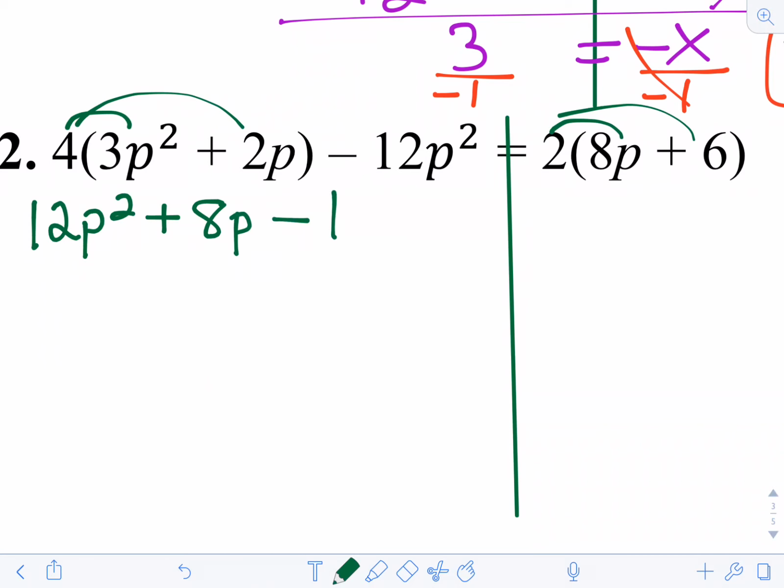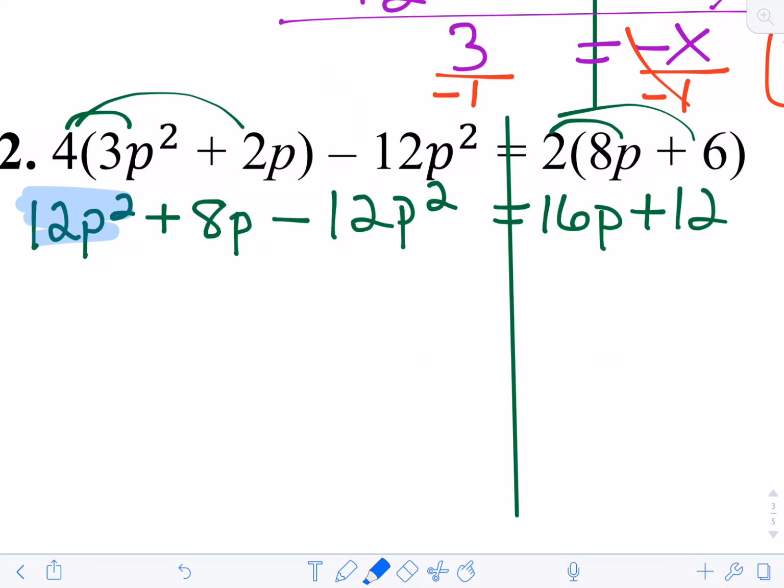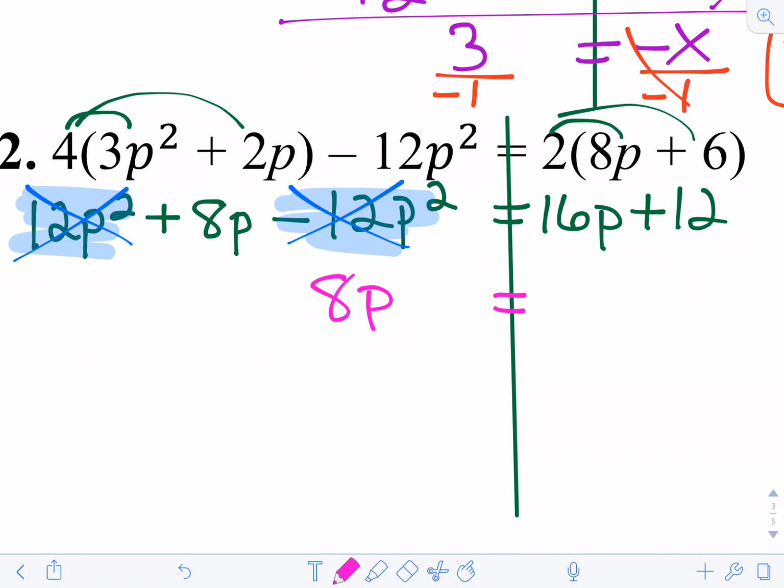I'm going to bring this down. 2 times 8 is 16, so 16p. 2 times 6 is 12. Whenever I combine like terms, okay, my p squareds, those are gone, 0 paired out. So all I have over here is an 8p is equal to 16p plus 12.